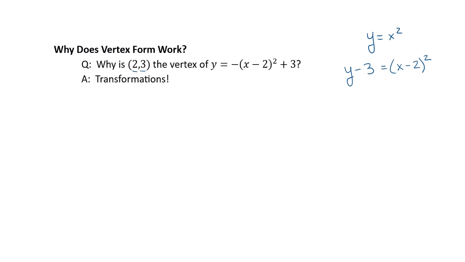And then we also have the fact that this parabola was opening down. That's another transformation that has no bearing on the vertex in this instance. So we have this, but we always like to have it solved for y. So we're going to add the 3 to both sides and get it in this form. And so that's the reason that vertex form works the way that it does.